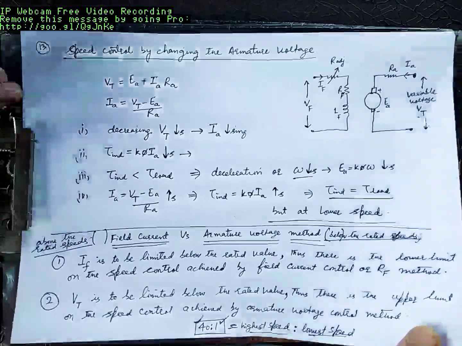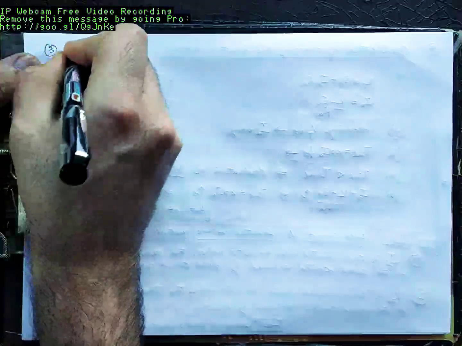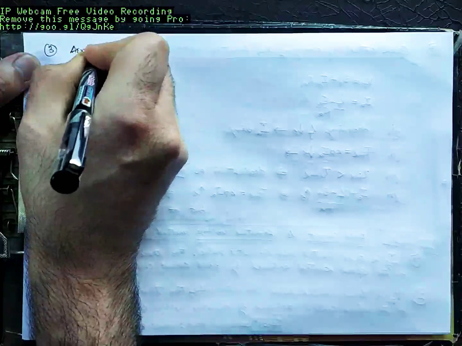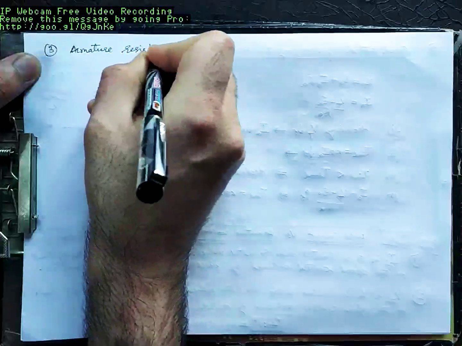Now we'll very quickly have a look at the third method, what is known as the armature resistance method.